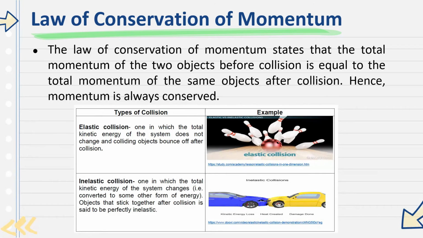Here are some types of collision. Elastic collision is one in which the total kinetic energy of the system does not change and colliding objects bounce off after collision. Inelastic collision is one in which the total kinetic energy of the system changes, converted to some other form of energy. Objects that stick together after collision are said to be perfectly inelastic.